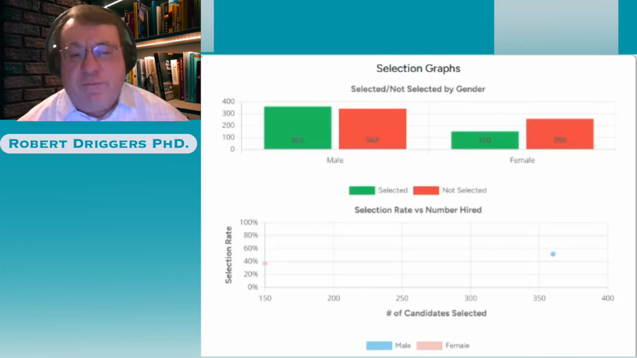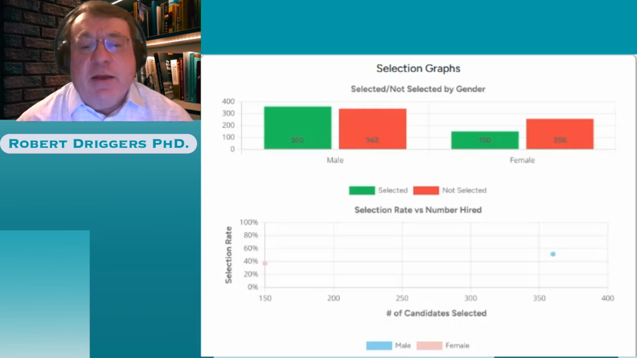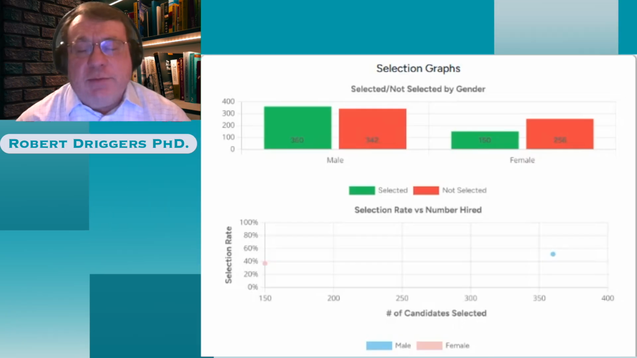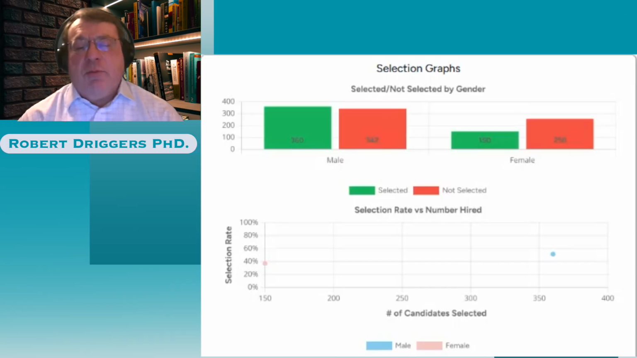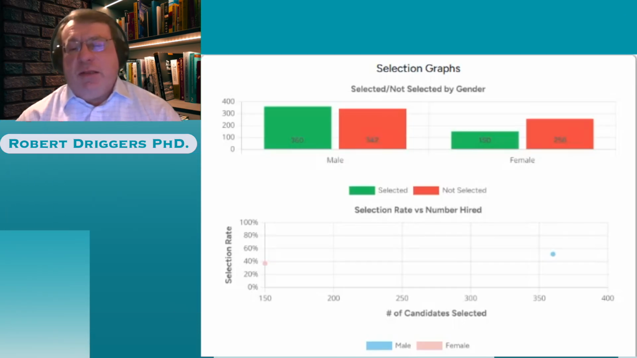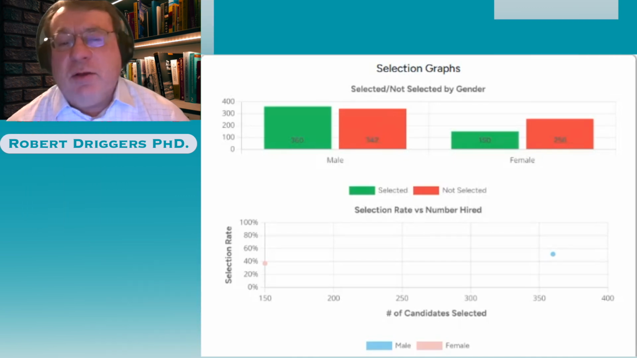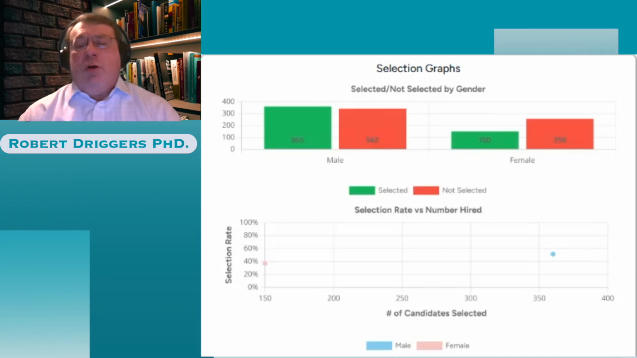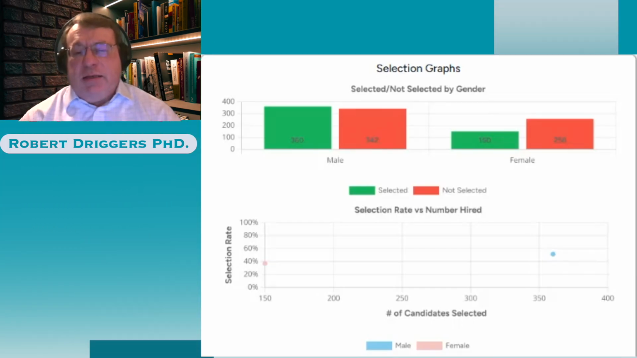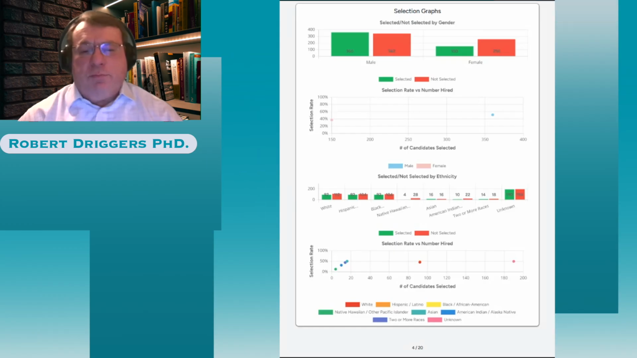You'll notice on the upper left, the male group has 360 people who were selected, 342 who were not selected. It's interesting to notice that the two bars are relatively close in number and relatively even, but this is not the case when we view the female bars. Note that 150 females were selected while 256 were not. So the ratio of females being selected is not equal to the ratio of males being selected. This will become more obvious as we move through the report.